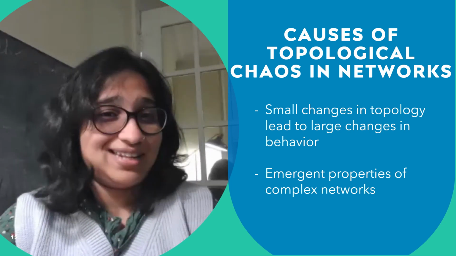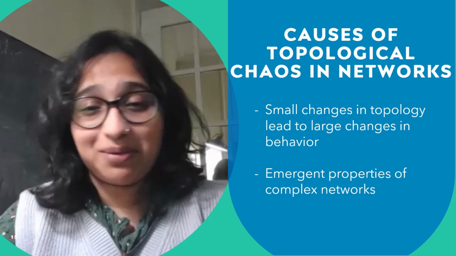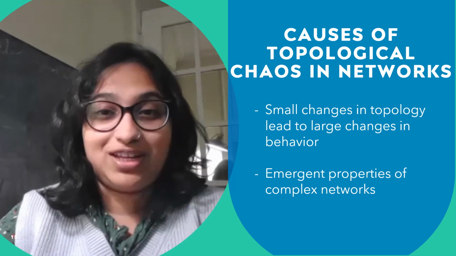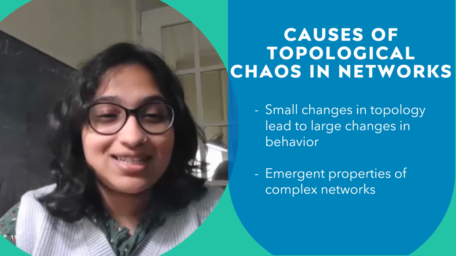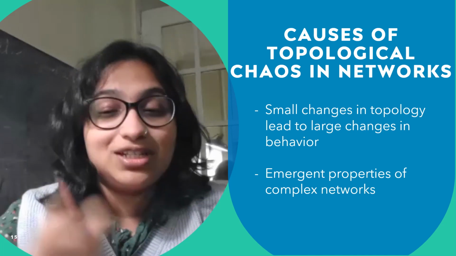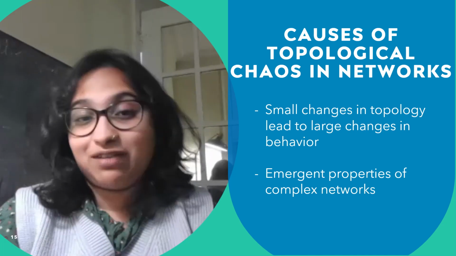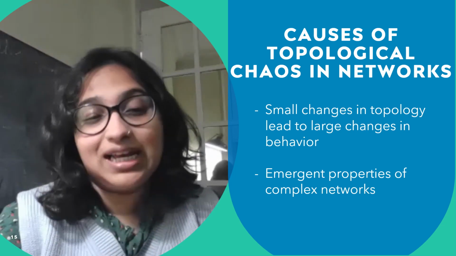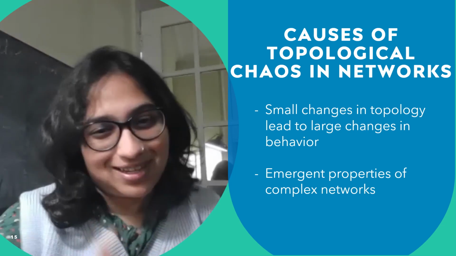Together, these causes can lead to topological chaos in networks, which can have important implications for various fields. By understanding the causes and the nature of topological chaos, researchers can develop new strategies for modeling and predicting the behavior of complex networks and design more robust and resilient networks that can withstand small changes in their topology.